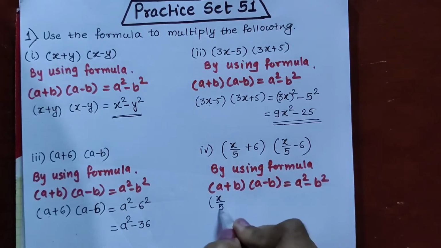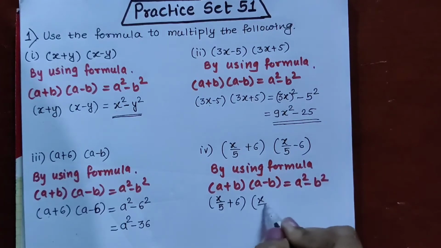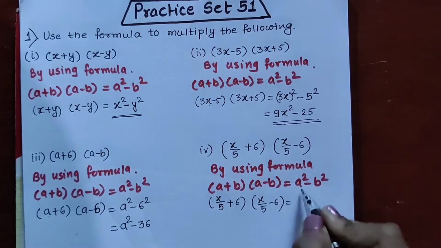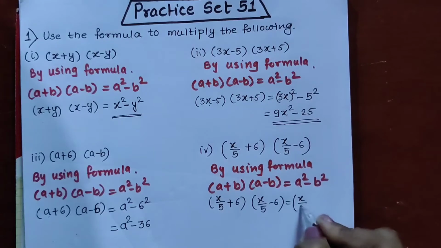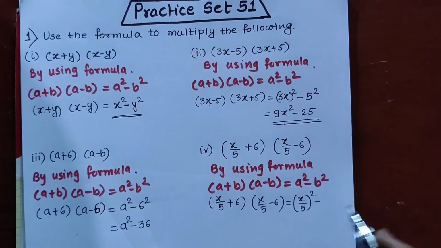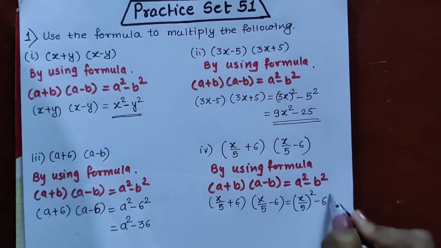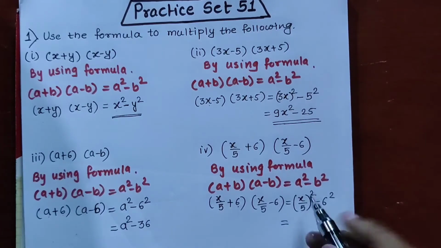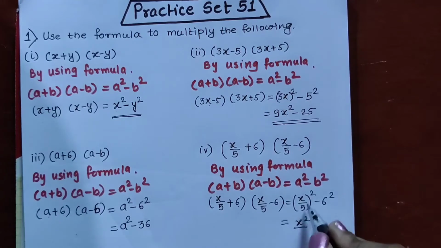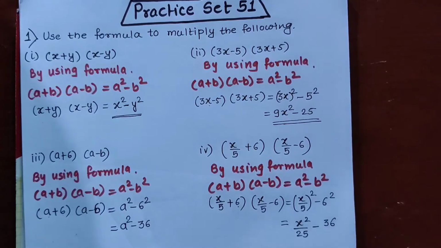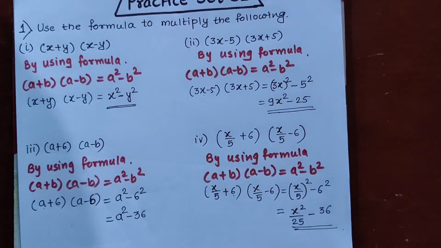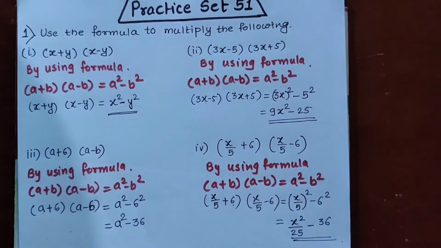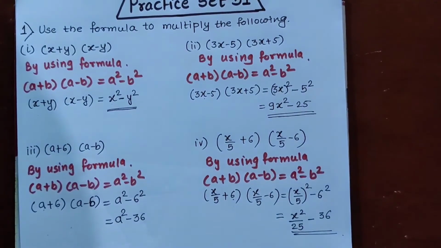X upon 5 plus 6, x upon 5 minus 6 is equal to a square. Our a, that means first term, is x upon 5. So we will have to write it under bracket. (x upon 5) square minus second term is 6. So it will be 6 square. Now we can solve this. Square of x is x square. Square of 5 we all know, 5 square is 25, minus square of 6 is 36. So in this way we can solve this and we can write the answer of this question. So this is the first question of our practice set 51. Now let us solve the second question.